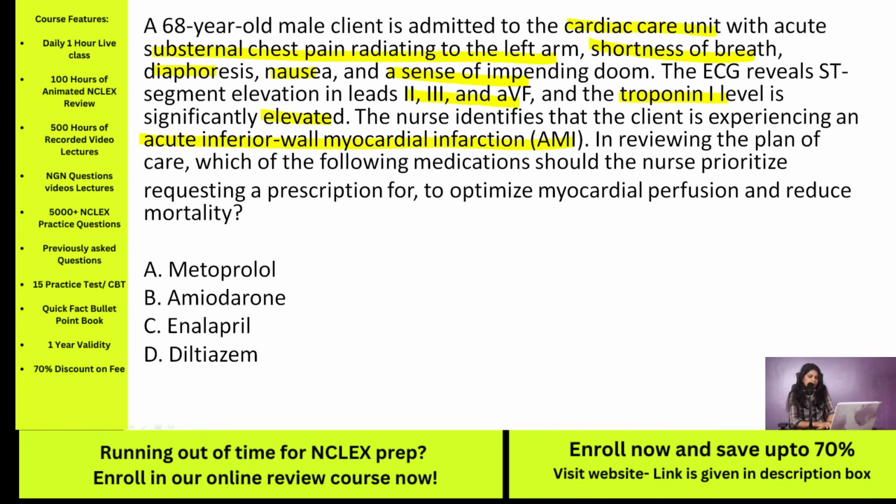In reviewing the plan of care, which of the following medications should the nurse prioritize, requesting a prescription for, to optimize myocardial perfusion and reduce mortality? Let's carefully go through the answer options together. Option A, metoprolol. Option B, amiodarone. Option C, enalapril. Option D, diltiazem. Now let's analyze which intervention is most appropriate in the acute phase of a myocardial infarction. The correct answer is option A, metoprolol.